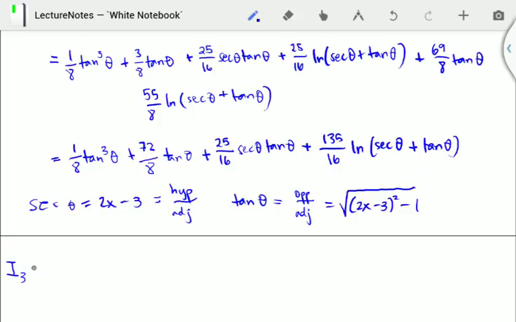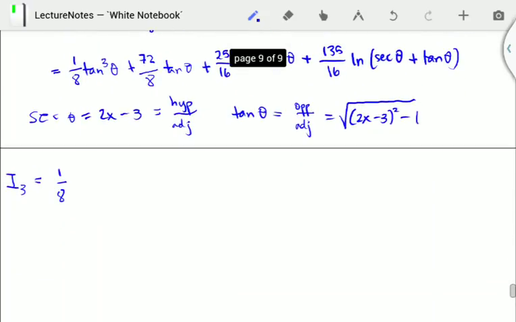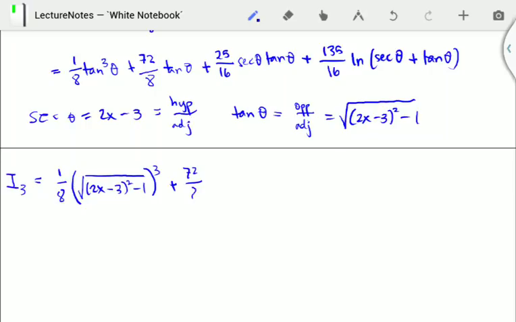So now our I3 will be, we will now substitute this one for secant and this one for tangent. So you have 1 over 8, so let's be careful here, 1 over 8, tan is square root of 2x minus 3 squared minus 1, cubed, plus 72 over 8. Tan is square root of 2x minus 3 squared minus 1. And then plus 25 over 16.